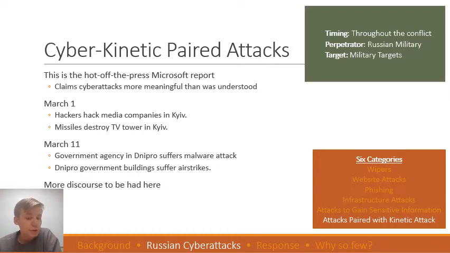So for instance, they say on March 1st, missiles were fired, an airstrike at a TV tower in Kiev. Same day, hackers hacked media companies in Kiev, and the result of this whole process was, we don't know what was due to the TV tower going down and what was due to the hack really, but the overall result of this was disruptions in service by that TV station. On March 11th, this Ukrainian city that I'm not going to try to pronounce suffered a malware attack, and they also suffered airstrikes the same day.